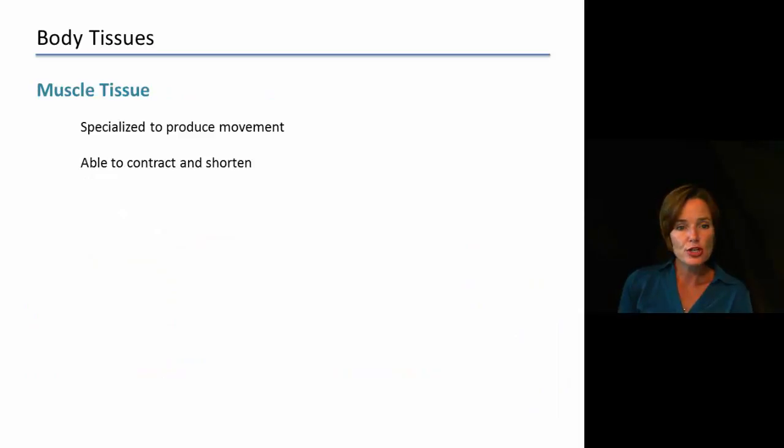A third type of tissue is going to be muscle tissue. Muscle tissue is specialized to be part of our muscles. It is going to produce some movement, and the way that it produces that movement is with its ability to contract and shorten. With the contracting and shortening, we'll see the movement. We classify the muscle tissue into three categories. We have skeletal, cardiac, and then also smooth.